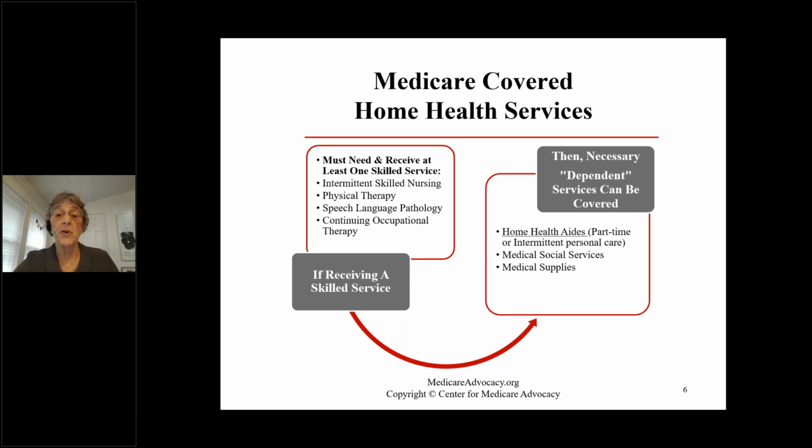Most importantly, for quality of life for patients living at home, are home health aide services. These are individuals who provide personal hands-on care. We'll discuss what that means in a moment, but generally it means bathing, dressing, feeding, providing care that the individual cannot do on his or her own without assistance, and help with the daily activities of living. Medical social services are also covered if skilled services are being covered, and some medical supplies can also be covered.